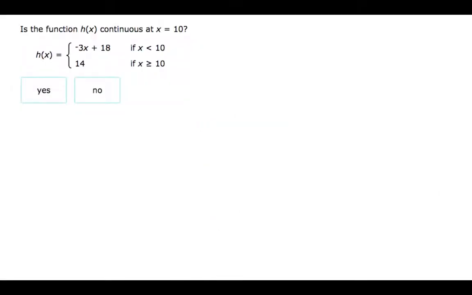So this example is an example that I took straight from IXL. It's asking if this function is continuous at x equals 10. All right, first, let's make sure we don't have any removable discontinuities. Again, we don't because we have this equal to sign here. This equal to sign basically means we don't have any open holes because it's closed at x equals 10 due to this function.